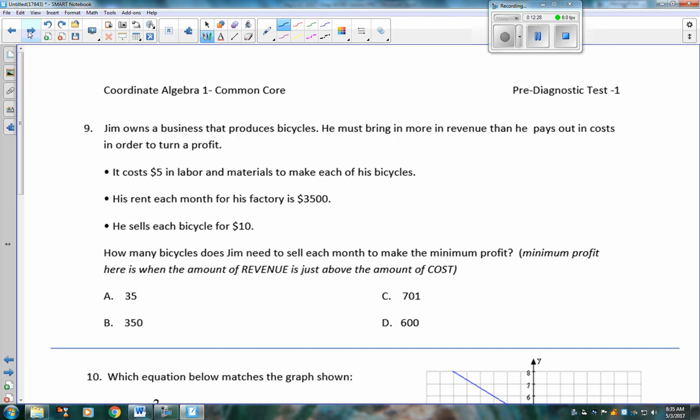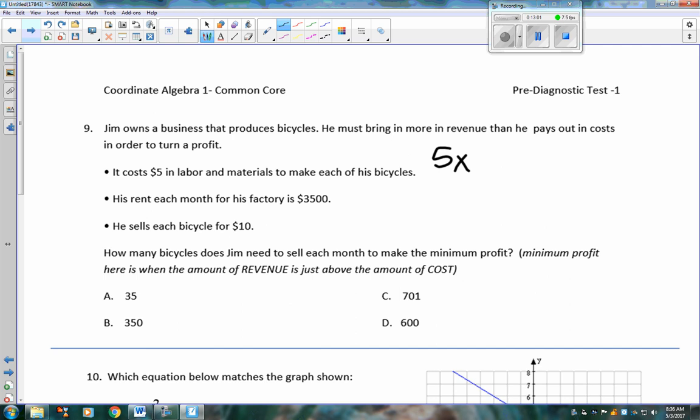Dim owns a business that produces bicycles. He must bring in more in revenue than he pays out in costs in order to turn a profit. It costs $5 in labor and materials to make each of his bicycles. He rents his factory each month for $3,500, but he sells each bicycle for $10. He sells each bicycle for $10, but it costs him $5 to make. So how much is he really making on each bicycle? $5.